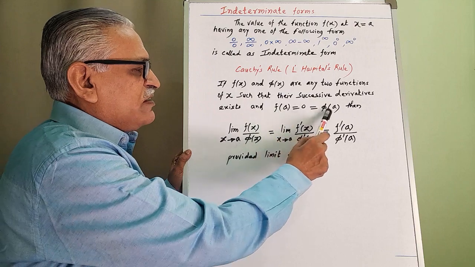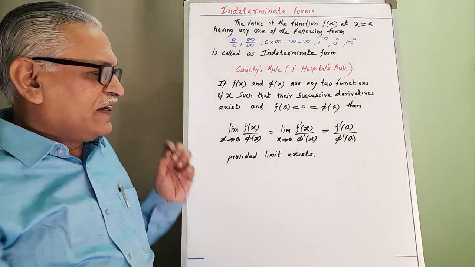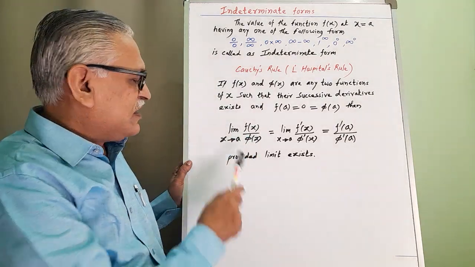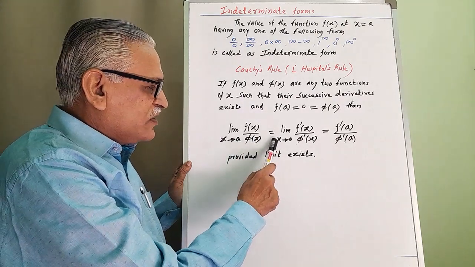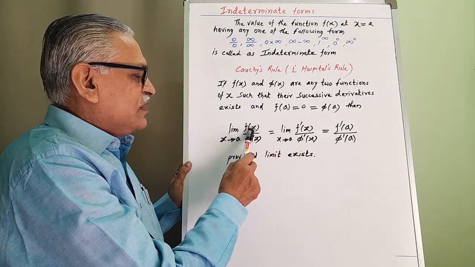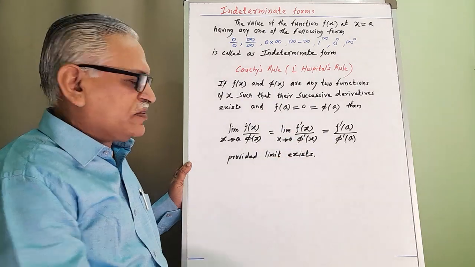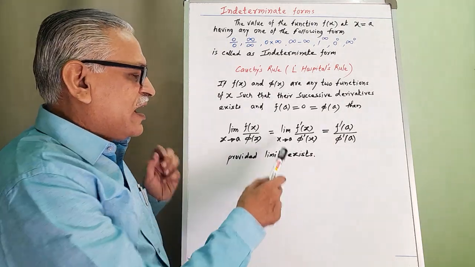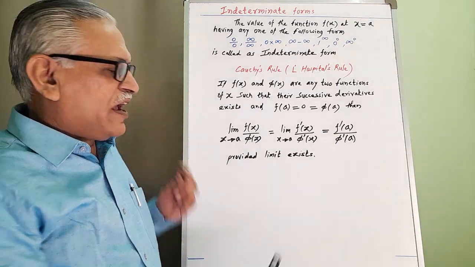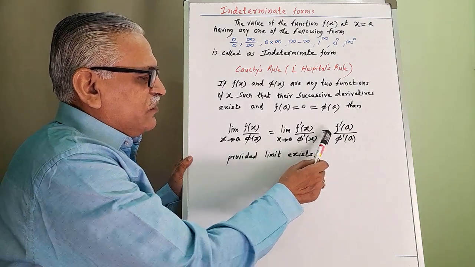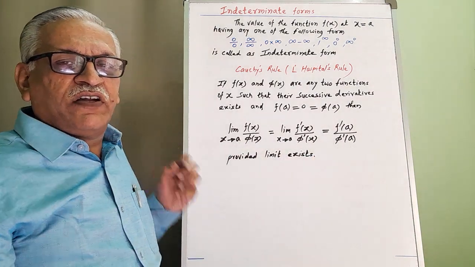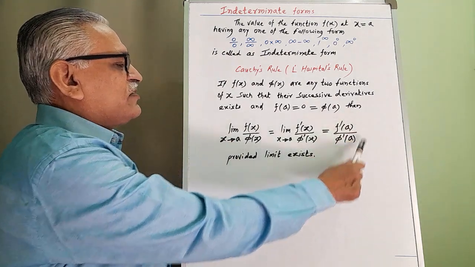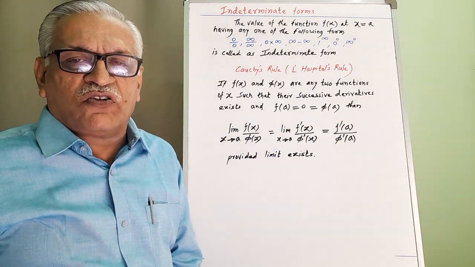If the value of f of a and phi of a is 0, then as per Cauchy's rule, the limit of f of x upon phi of x as x tends to a is equal to the limit of the differentiation of f of x, that is f dash of x, divided by the differentiation of phi of x, that is phi dash of x, as x tends to a. If we take the limit, we get the value as f dash of a divided by phi dash of a, provided the limit exists. This rule is called Cauchy's rule or L'Hospital's rule.